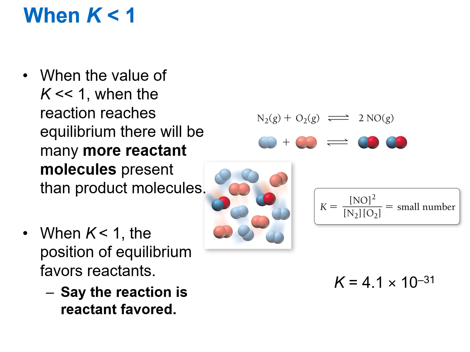So that's what the value of K can tell us. By looking at the value of K, we can say, oh, well, this is a reaction that's going to favor a higher concentration of products, or it's a reaction that's going to favor a higher concentration of reactants.